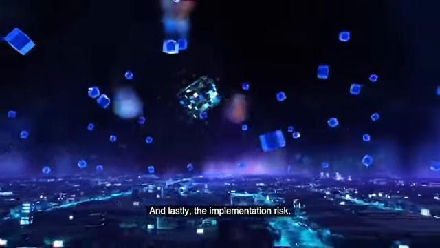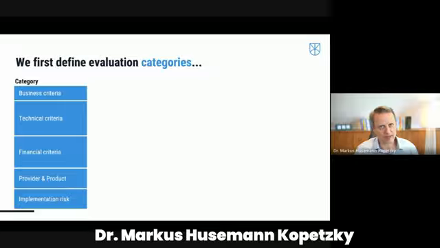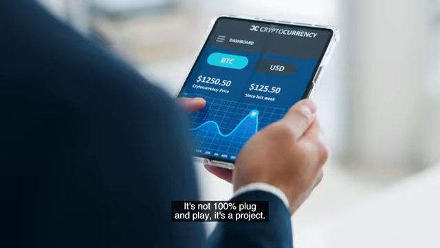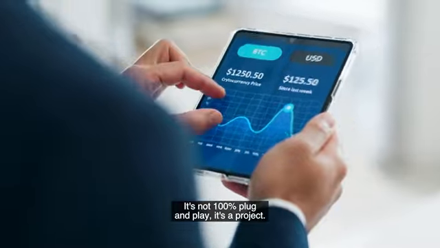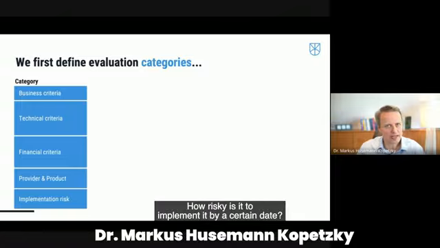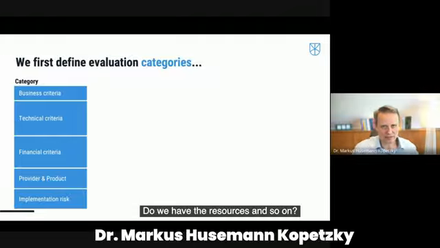And lastly, the implementation risk. At the end, pricing software is an implementation project. It's not 100% plug and play, it's a project. And the question here is, what is the implementation risk? How risky is it to implement it by a certain date? Do we have the resources and so on? So these are the high-level categories.